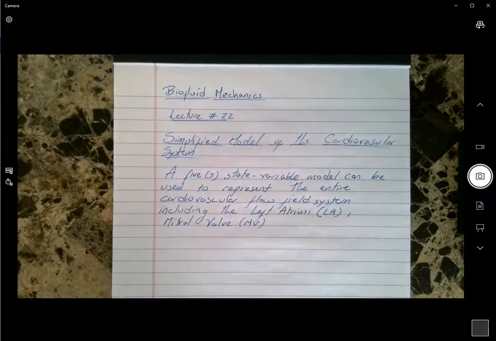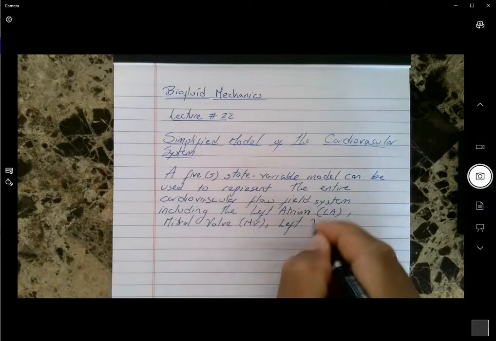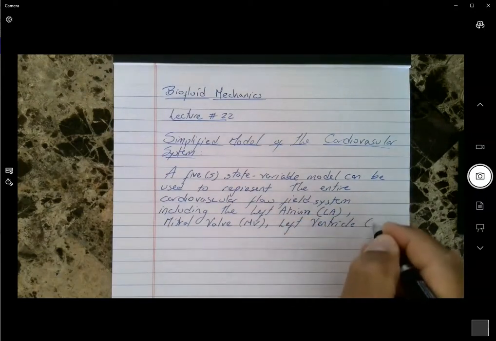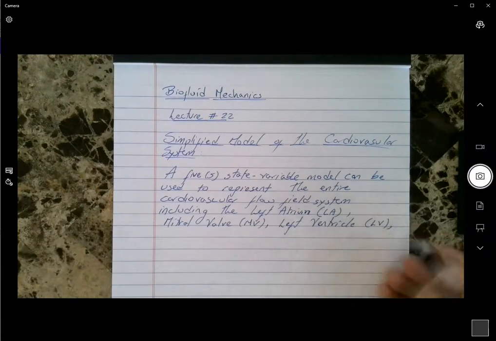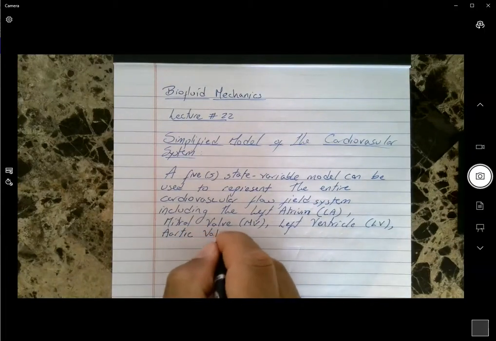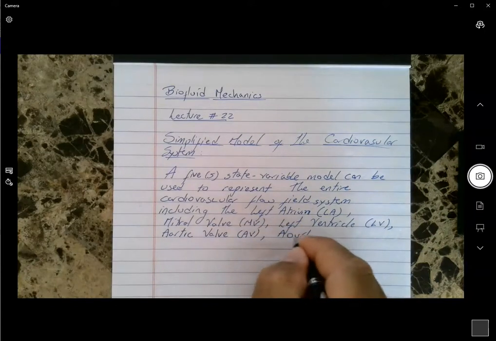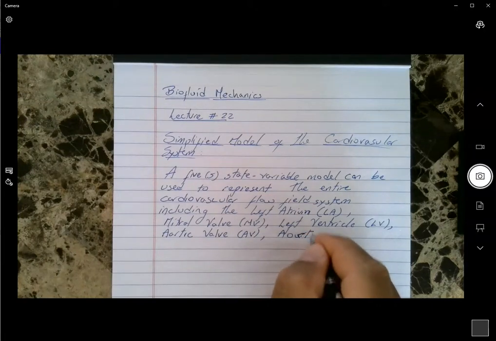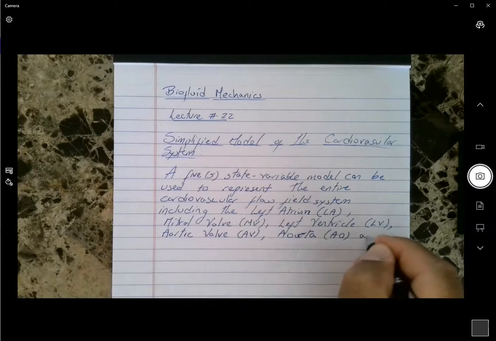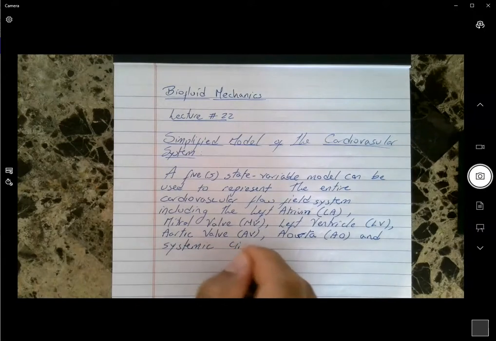And remember, the blood flows into the left atrium from the pulmonary circulation. The oxygenated blood goes into the left atrium. Then from the left atrium through the mitral valve, it goes to the left ventricle. Call that LV. Then through the aortic valve, I'm going to call that AV, flows into the aorta, call that AO, and then into the systemic circulation.